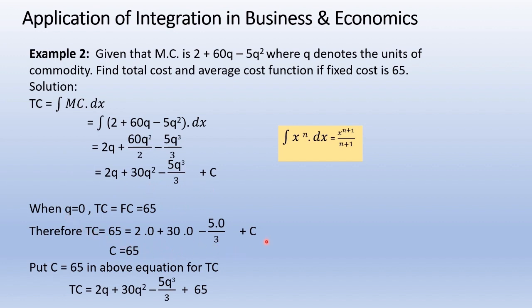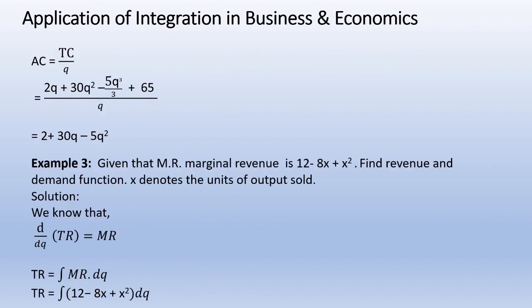Put C is equal to 65 in the above equation for TC, we get this. AC is equal to TC by Q. Substituting the values we get this.